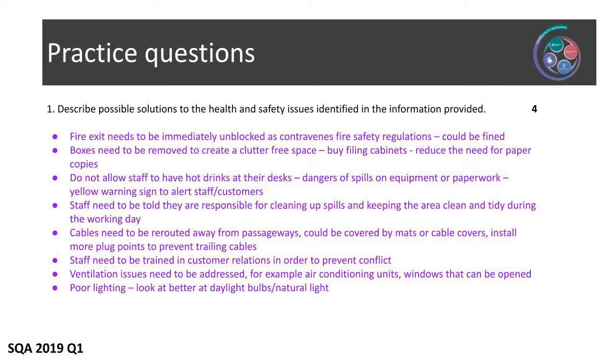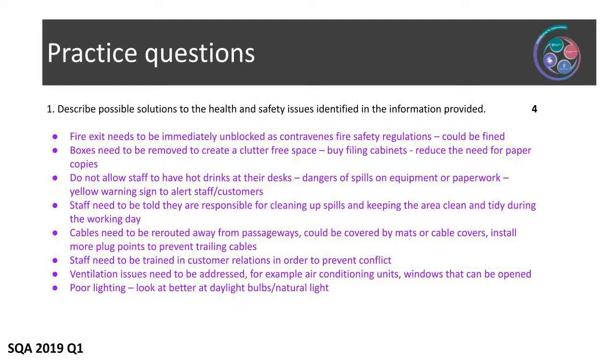Let's take a look then at this first question. Describe the possible solutions to the health and safety issues identified in the information provided. So the first thing to do there is picking out the health and safety issues that were given to us in the scenario, and then describing where the issue lies there and how we could go about having a solution.